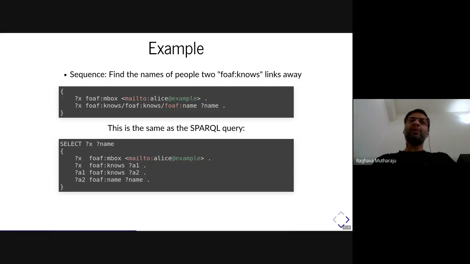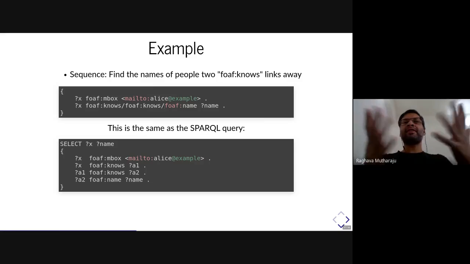So you have your mbox, which is also here. Then you say X knows A1, A1 knows A2. So X and A2 are now 2 or 4 nodes links away. And you are interested in the name of this A2. So X and name show up in the select clause. As you can see, it becomes a lot simpler if you use a property path. And this is a new feature in SPARQL 1.1, right? So these are used to shorten the SPARQL queries.